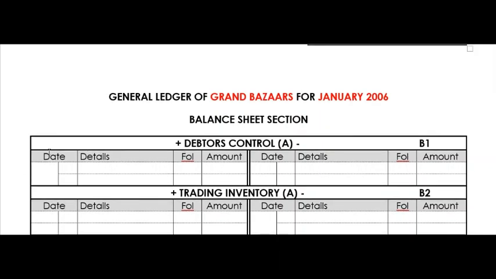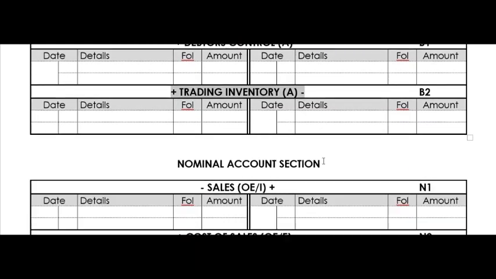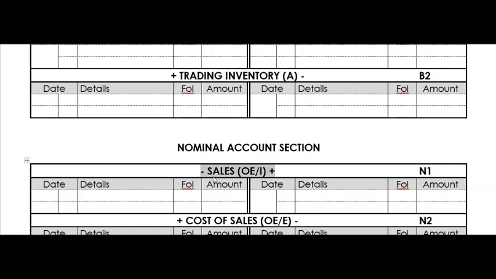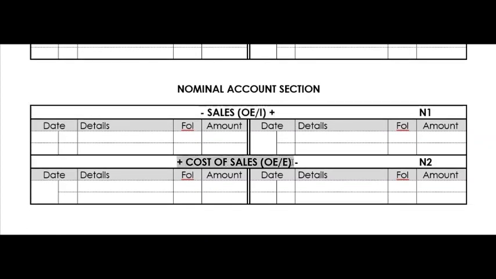And I want you to go and classify your accounts. So debtors control is an asset that increases on the debit side, decreases on the credit side. Trading inventory is also an asset that increases on the debit side, decreases on the credit side. In the nominal section, you've got sales, which is owner's equity income. It increases on the credit side, decreases on the debit side, and cost of sales, which is owner's equity expense, that increases on the debit side, decreases on the credit side. How do I know on which side the plus goes? It's according to debit and credit.